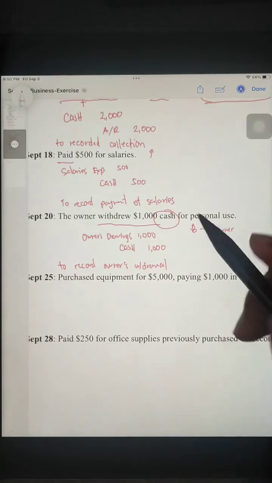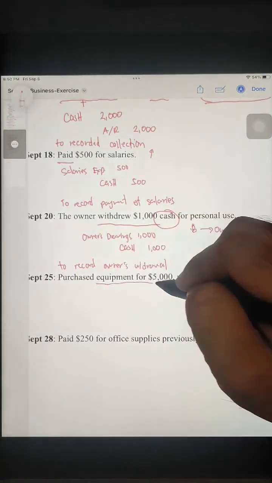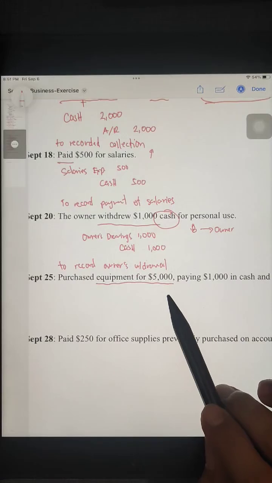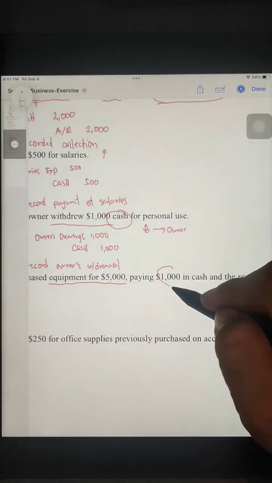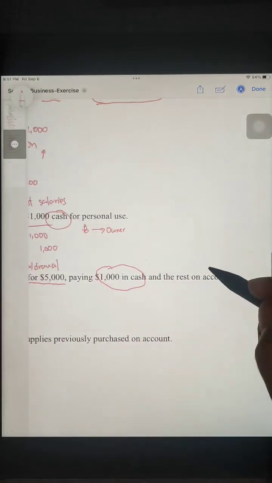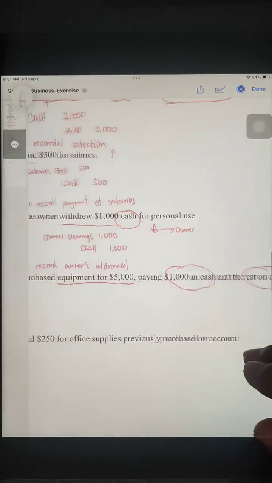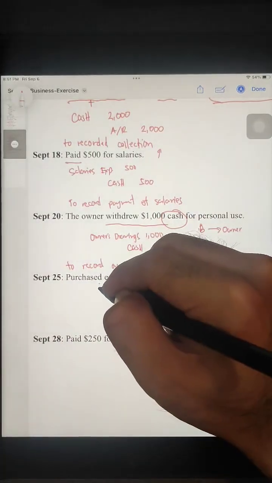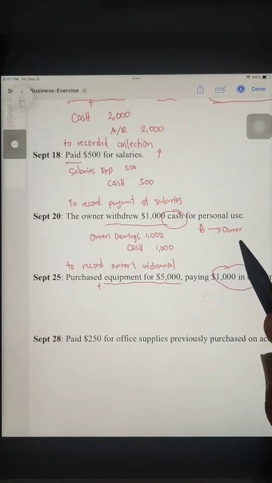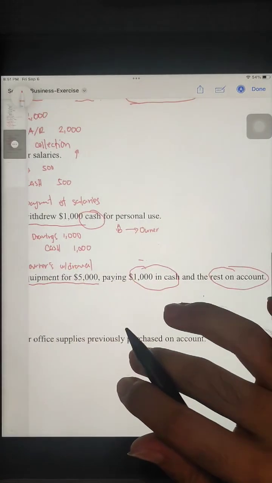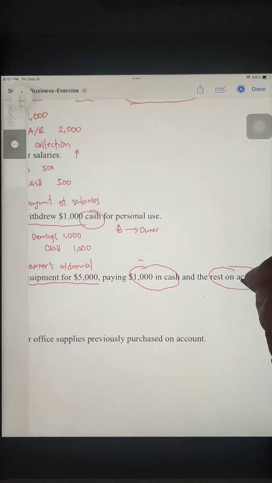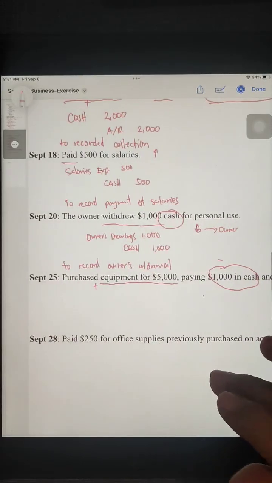Okay. We purchased an equipment amounting to $5,000 for this transaction. And then, we only paid 1,000 cash and then the rest, inutang na natin on account. So, for this transaction, our equipment was increased by 5,000. Our cash was decreased by 1,000. And then, the rest was on account. Therefore, there is an increase in liability. Nadagdagan yung utang natin. So, isa-isahin natin.